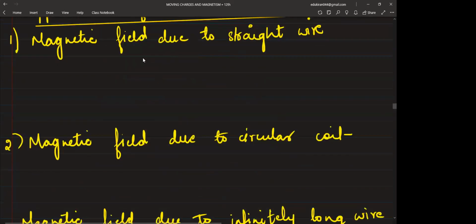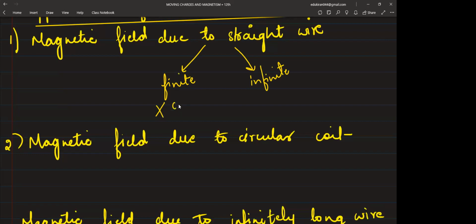In this, I'll just give you a brief. Magnetic field due to straight wire: you have a finite wire and you have an infinite wire. Now see, finite wire is not in the CBSE syllabus, so we are not going to do this. For your board exam, this is not going to come.